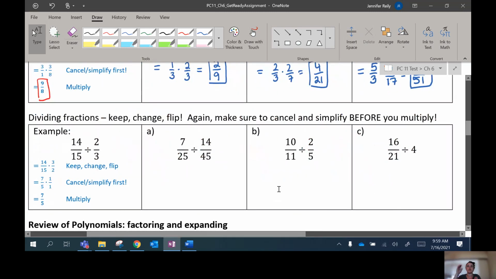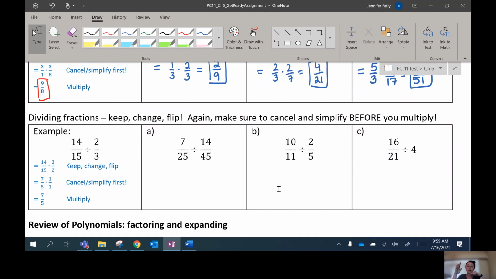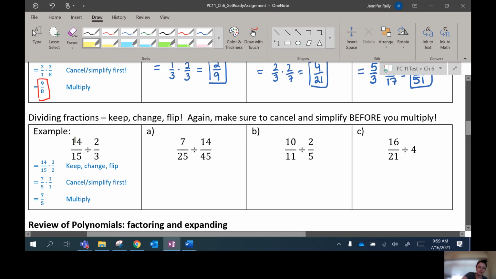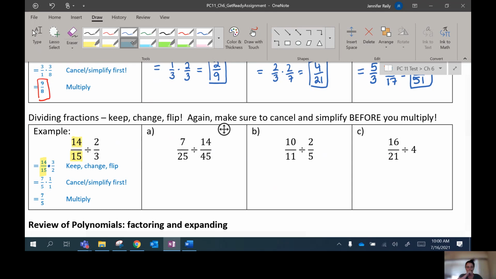The rule for dividing fractions, remember, dividing is the opposite of multiplying. So you can actually just multiply by what we call the reciprocal number. Sometimes people remember it as keep, change, flip. So we keep the first number as is. So 14 over 15 would stay the same. You change the sign to multiplying, and you flip the second number. So it becomes 3 over 2. And then you simply proceed like before with multiplying.